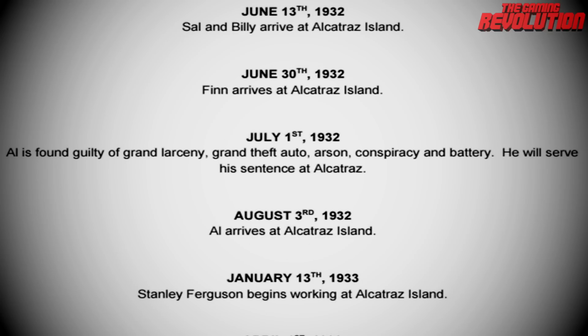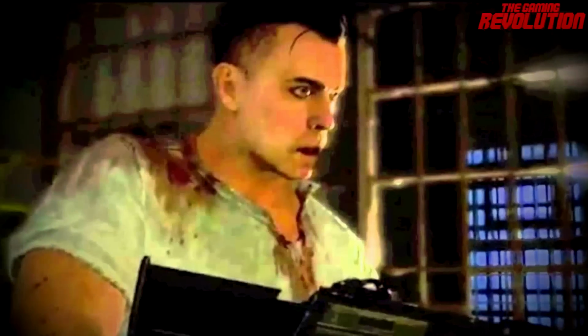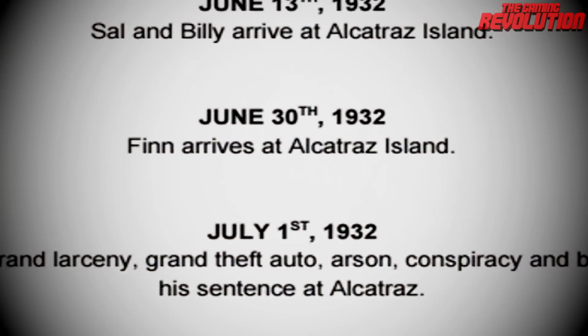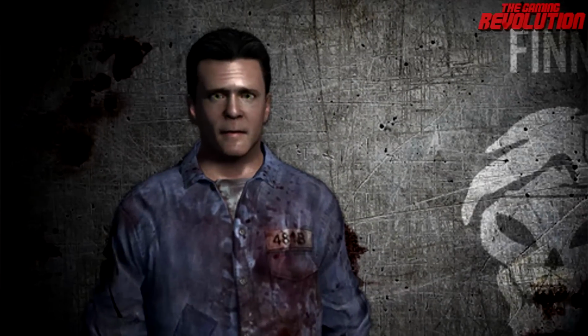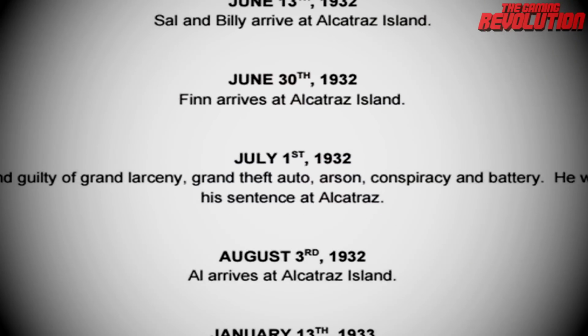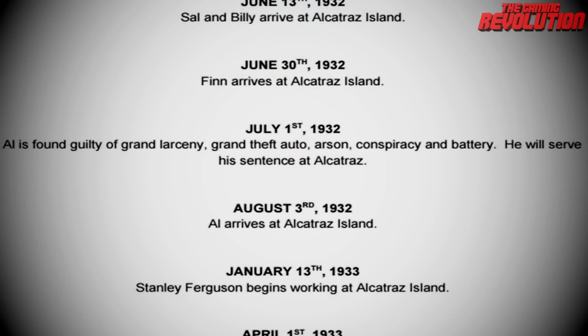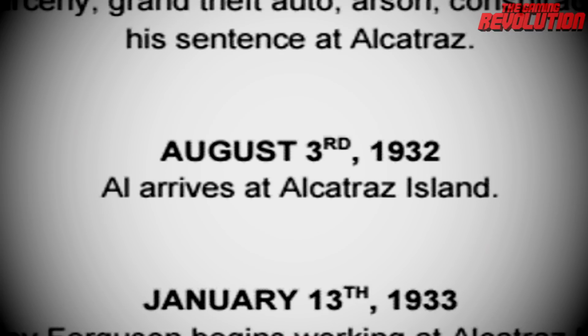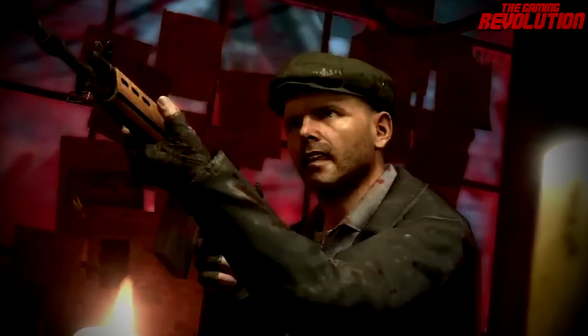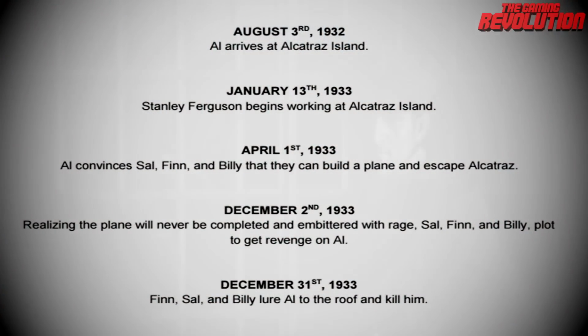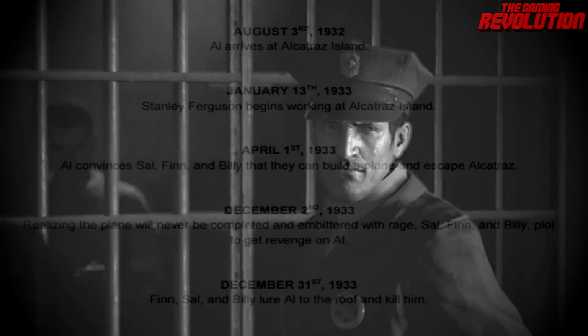On June the 13th, 1932, Sal and Billy arrive at Alcatraz. On June the 30th, 1932, Finn arrives at Alcatraz Island. On July the 1st, 1932, Al is found guilty of grand larceny, grand theft auto, arson, conspiracy, and battery. He will serve his sentence at Alcatraz. On August the 3rd, 1932, Al arrives at Alcatraz Island. On January the 13th, 1933, Stanley Ferguson begins working at Alcatraz Island.